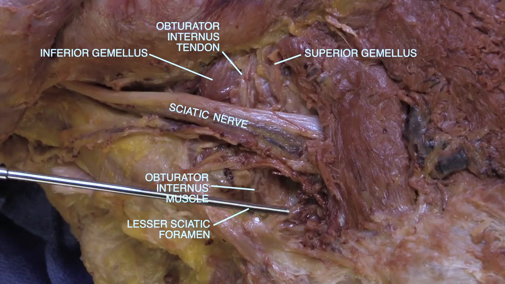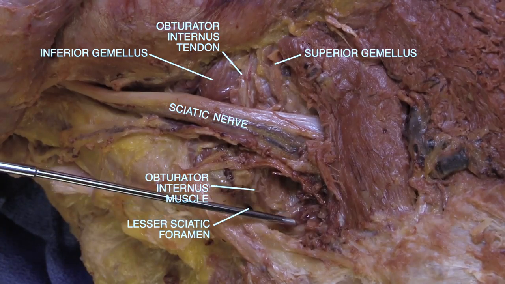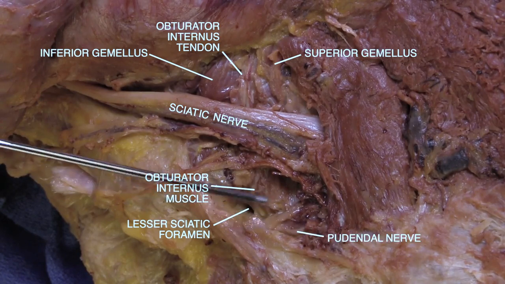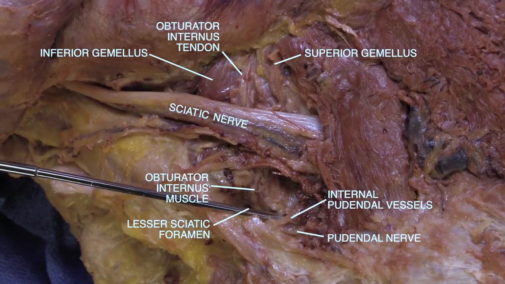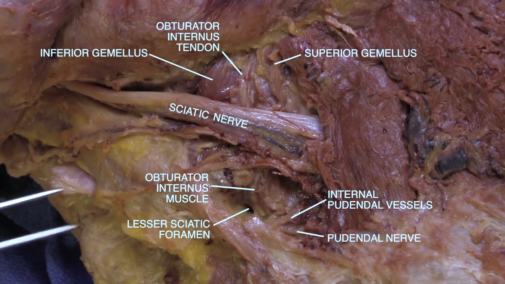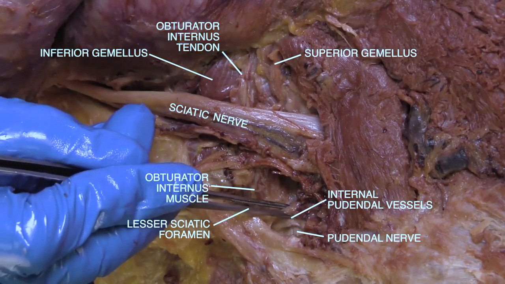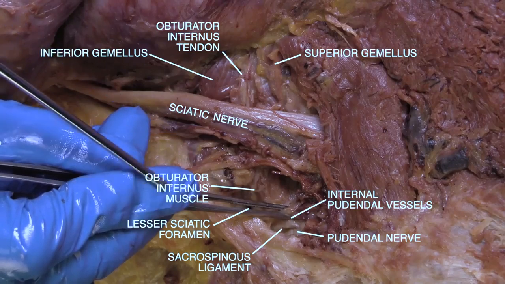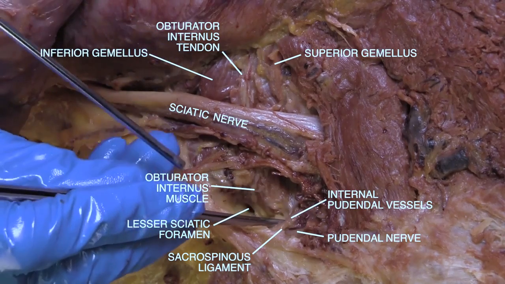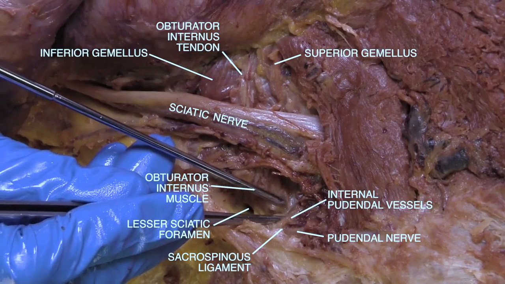Medially and inferior to the piriformis, we show the pudendal nerve and the internal pudendal vessels. We reflect these structures laterally to show the sacrospinous ligament, and medially to show the attachment of the ligament to the ischial spine.